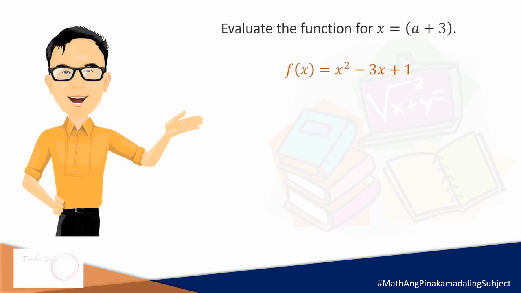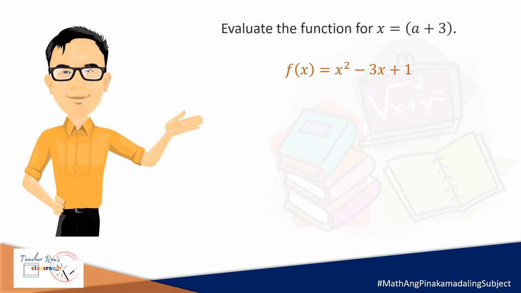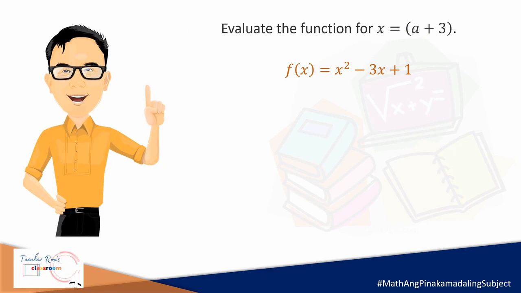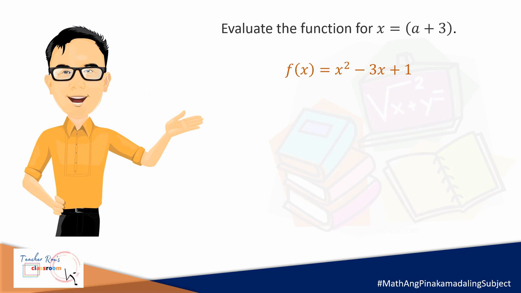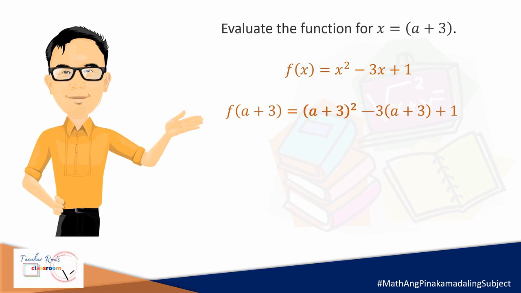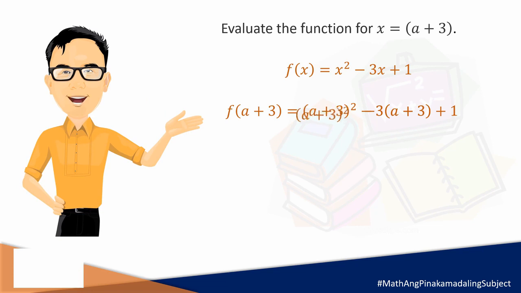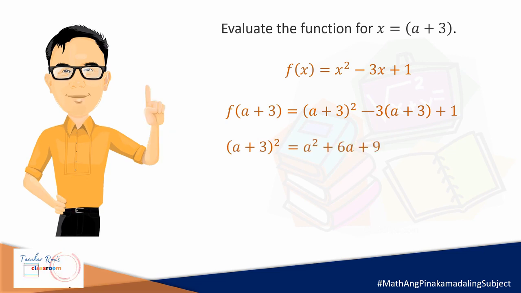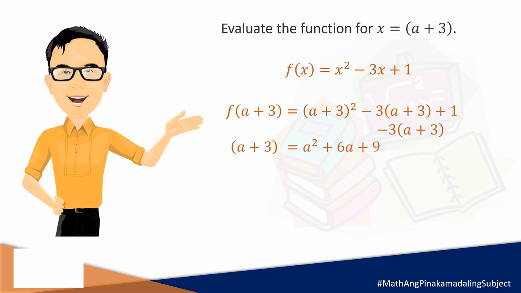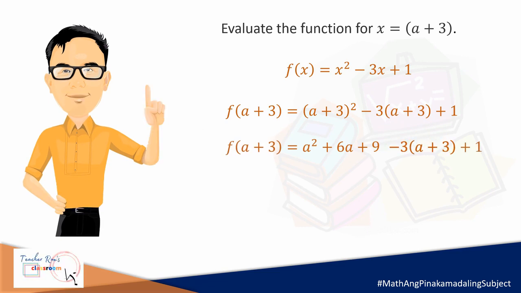Another, evaluate the function for x equals a plus 3. Given f of x equals x squared minus 3x plus 1. Replace x with a plus 3. We have f of a plus 3 equals the quantity (a plus 3) squared minus 3 times the quantity (a plus 3) plus 1. The quantity (a plus 3) squared equals a squared plus 6a plus 9. So we have f of a plus 3 equals a squared plus 6a plus 9.